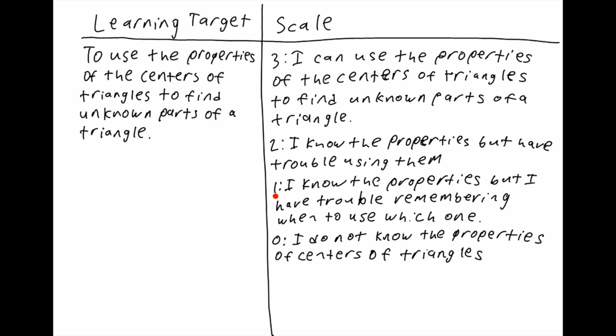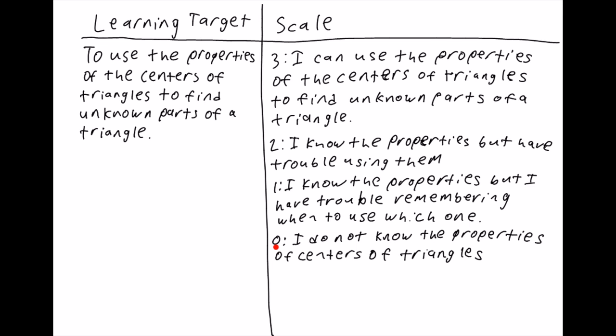1, you know the properties, but you have trouble remembering when to use which one. So there's a property for every center, and a couple of the centers have a couple properties. So it might be hard to remember, when do I use this property? When do I use this property? And 0, you do not know the properties of centers of triangles.